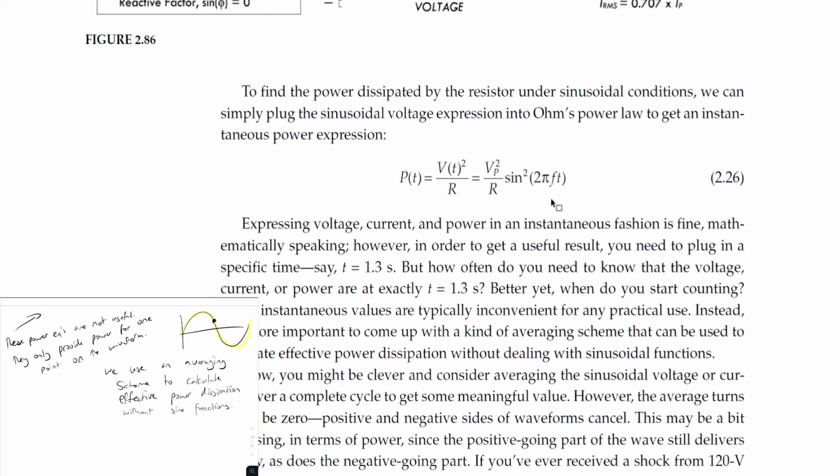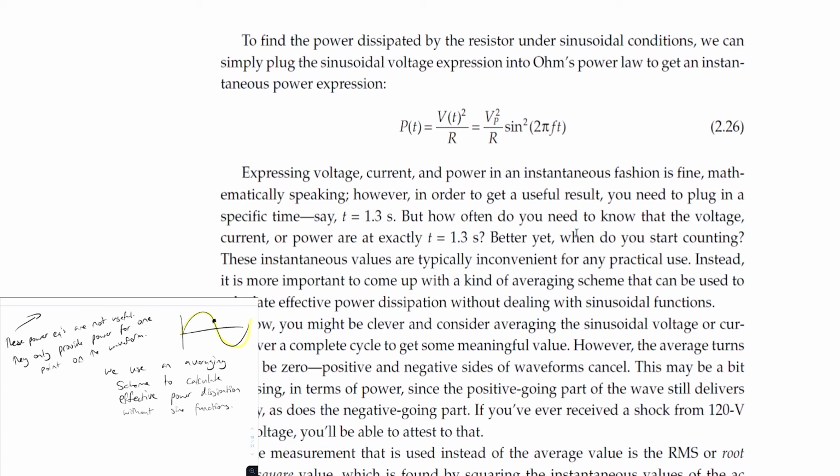Now you might be clever. I'm not. And consider averaging the sinusoidal voltage or current over a complete cycle to get some meaningful value. However, the average turns out to be zero. Ah, yeah. That's true, obviously. The positive and negative sides of the waveform just cancel each other out.